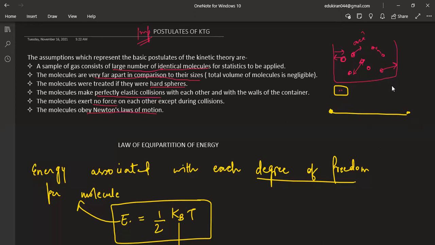And all the particles are treated as small point charges, point spheres, hard spheres. And perfect elastic collision occurs between them. In Work, Energy and Power, you must have studied perfect elastic collision and elastic collision.